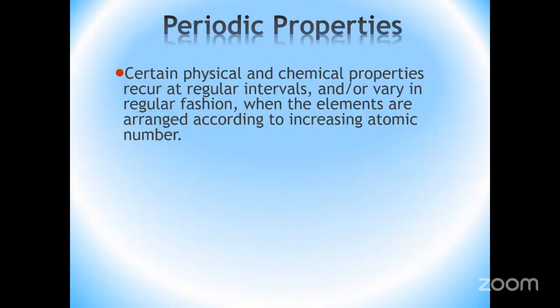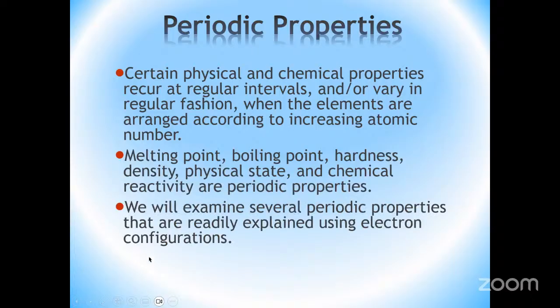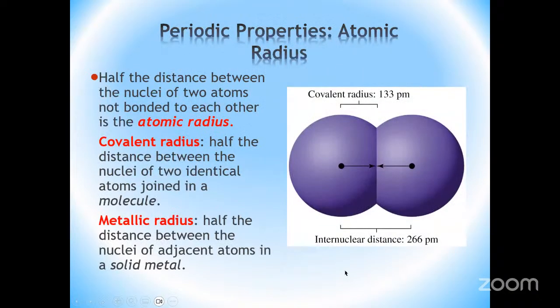So now we're going to get to an understanding as to how that is. How does the arrangement of the electrons in the atom cause the order of the elements in the periodic table to be what it is that we understand today, all right? So as stated here, certain physical and chemical properties repeat themselves after certain intervals, right? And they vary in a regular fashion according to the increasing atomic number. And we're talking about properties like melting point, boiling point, hardness, density, physical state, chemical reactivity, and so on, right? And we can relate these to their electron configuration.